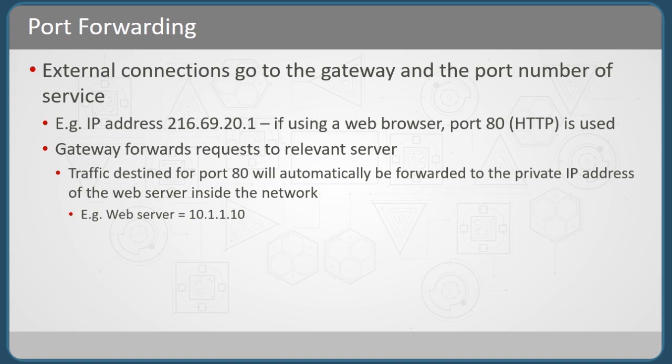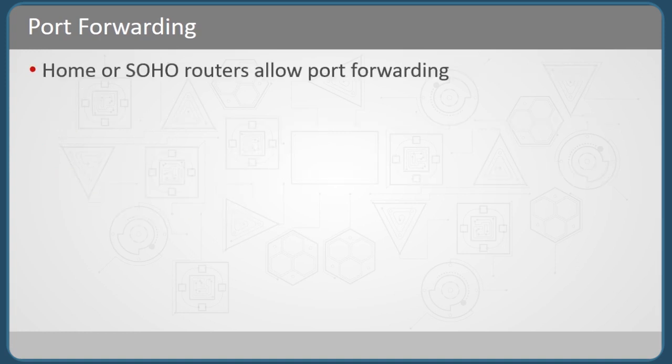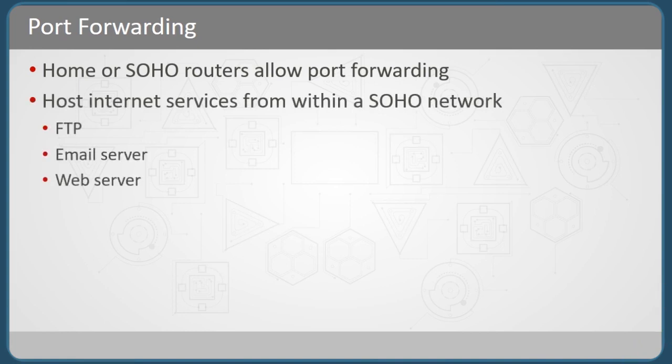So really all I have to do is use the correct application to get to the correct service. Now, this is actually a service that is supported by fairly low-level routers, such as home or SOHO routers. That stands for Small Office, Home Office. They do allow port forwarding, so you can host these internet type of services from within a SOHO network, including FTP, email servers, web servers, really anything you want, because you can configure the rule for any type of service. That's your call. But those are some of the common ones that might be available by default.